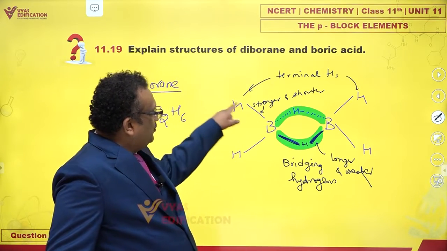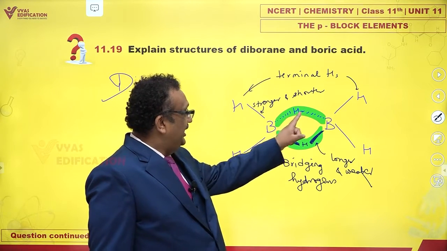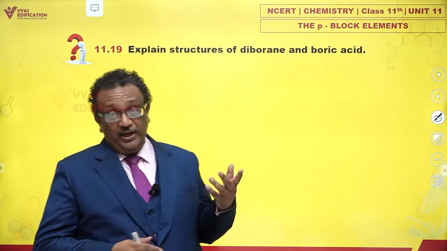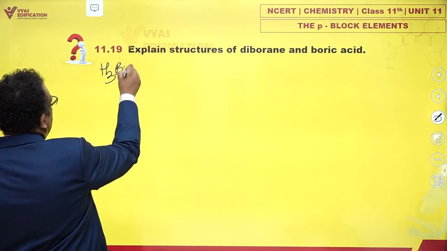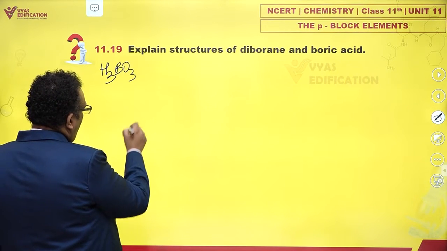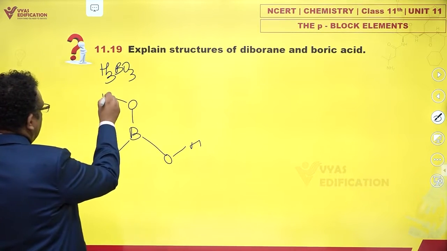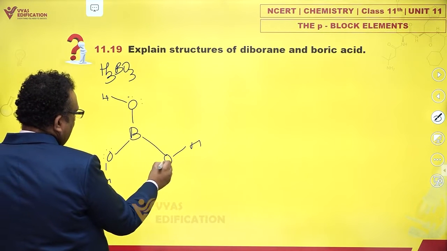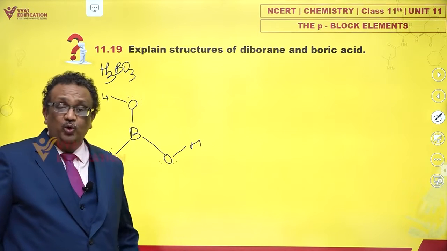The terminal HBH bond angle is close to 120 degrees and the bridging HBH angle is close to 90 degrees. Now let's talk about boric acid. What is boric acid? Boric acid, also called orthoboric acid, is H3BO3. It has boron, it has O, O and O, it has H, H and H. Lone pairs like this. And it might appear that this could be a zigzag molecule, but no.